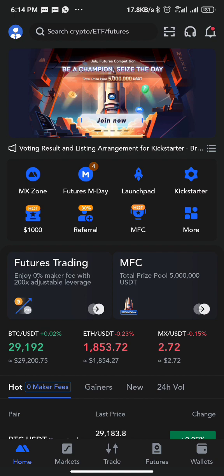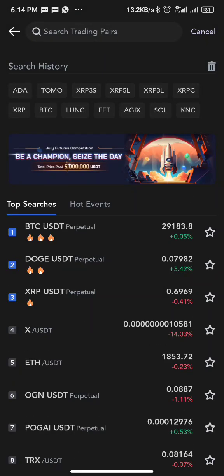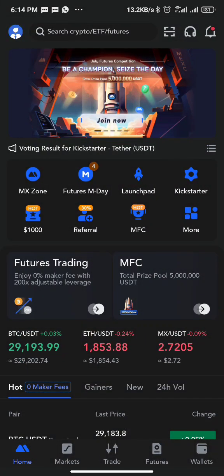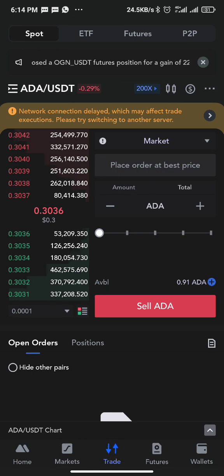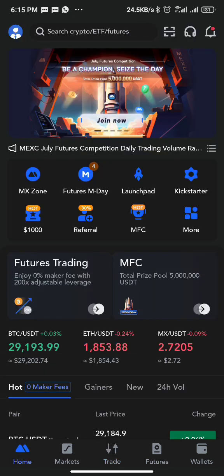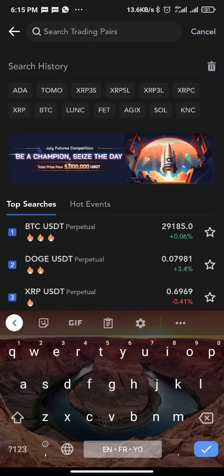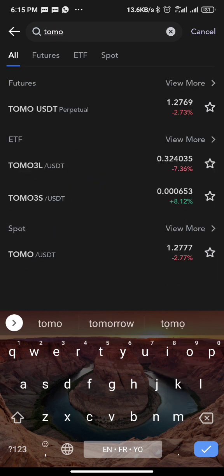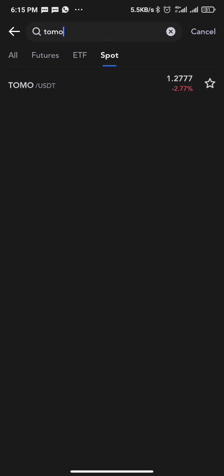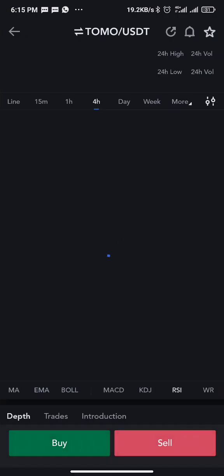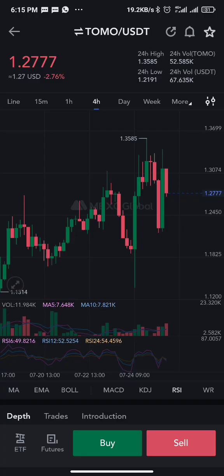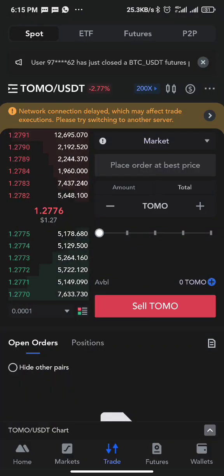And also, let's get started. So first of all, you're at the home page. You can go to the trade menu or go back to the home page, click on the search button and type in the coin you want to buy. This time around, let's use Tomo. So since we are going to spot, Tomo. If you are buying or selling, choose either one.